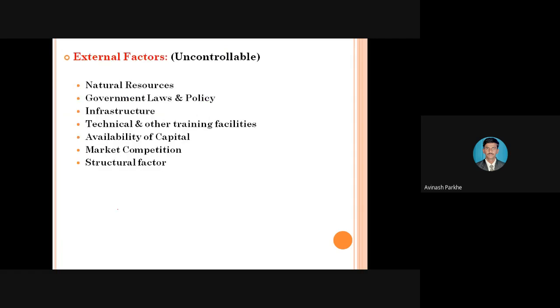But exactly opposite, there are some external factors. External means it is uncontrollable. It is not in our hand to control it. And in that also some sub points are there.